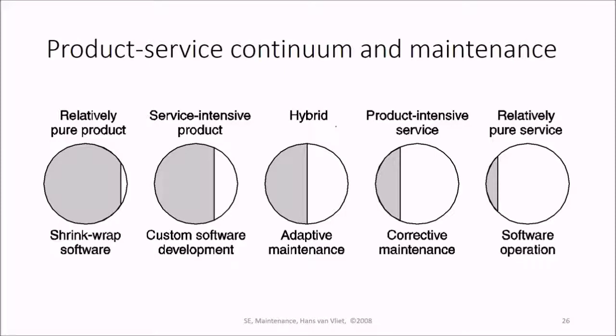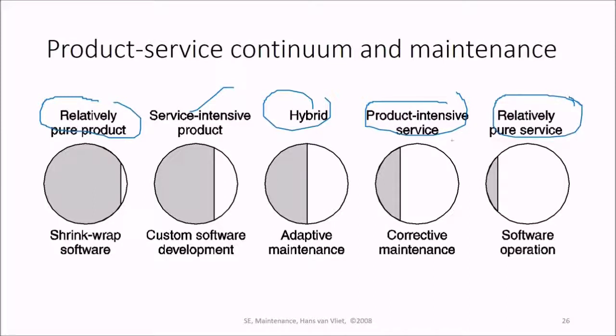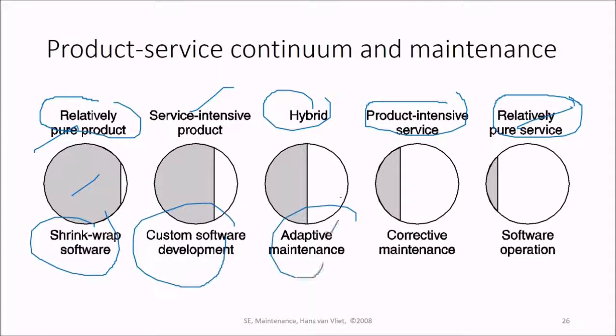This is the product-service continuum and maintenance. You have relatively pure product, service-intensive product, hybrid product, product-intensive service, and relatively pure service. So service versus product. Here you have shrink-wrap software, custom software development, adaptive maintenance, corrective maintenance, and here the software operation. This is the product and service continuum and maintenance.